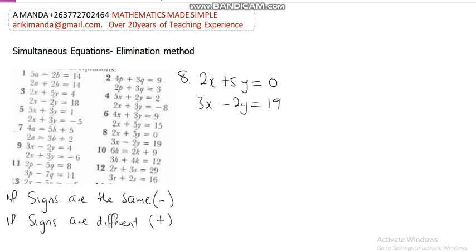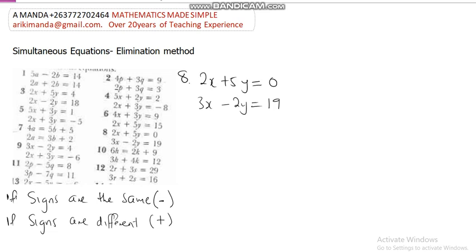Let's look at simultaneous equations and the elimination method. That's the method that we're going to use to eliminate any letter that we want to eliminate. There are two things that are particular about this topic. The first one is the issue of coefficients, and the other one is taking note of the sign.